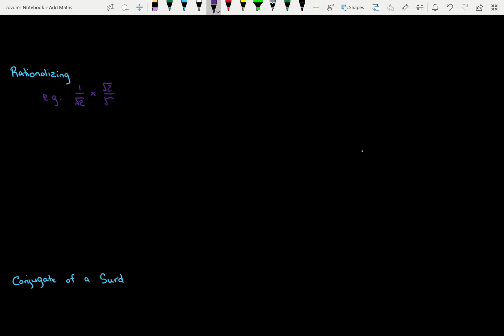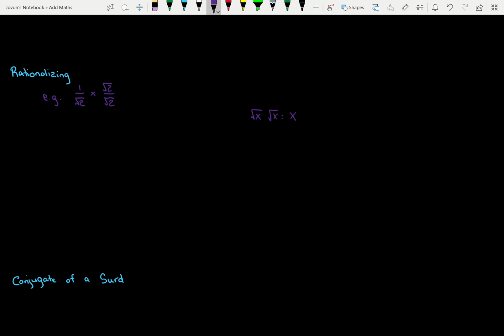Okay, how to get rid of the square root? If we multiply the square root by itself, it will get rid of the square root. For example, let's say we want to multiply the square root of x by the square root of x, we would just get x. And this is what we're really going to do here.